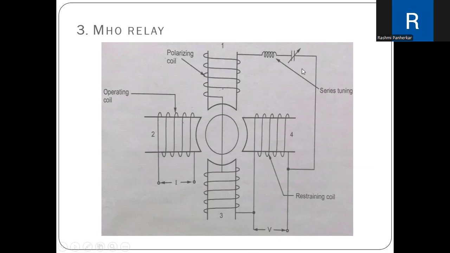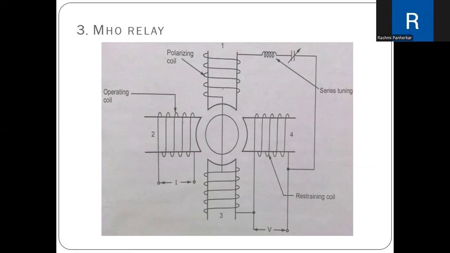While the operating torque is proportional to the product of the voltage and the current. That means this operating coil produces the operating torque, and it is proportional to the product of voltage and current.